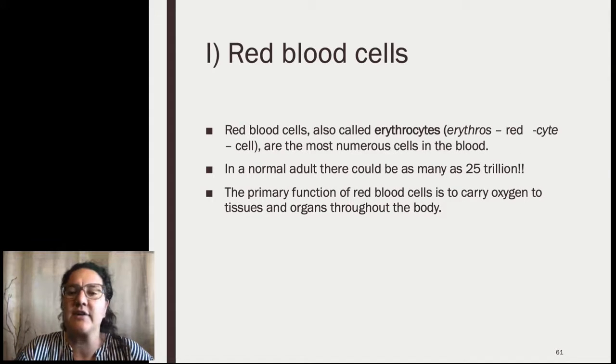Looking specifically at our different types of blood cells, red blood cells are also known as erythrocytes, which means red cell, and they're the most numerous cells in the blood. You might have as many as 25 trillion in your body. They have a very short lifespan because they have no cell nucleus. The primary function of the red blood cells is to carry oxygen to the organs and tissues throughout the body.